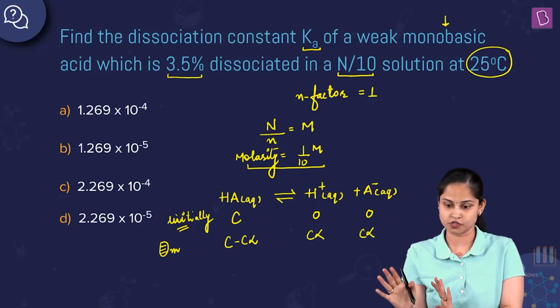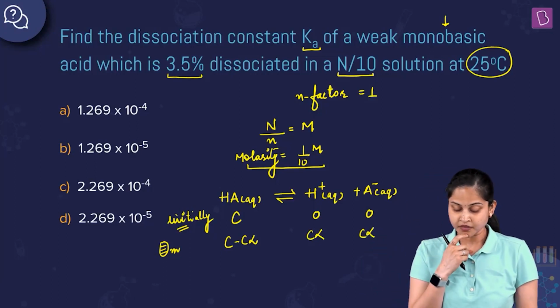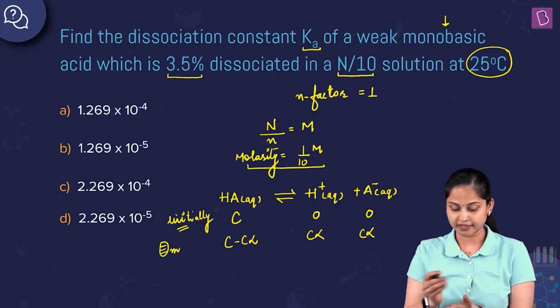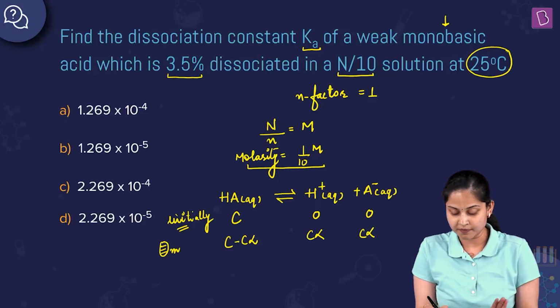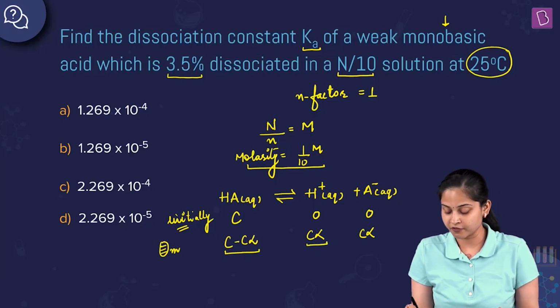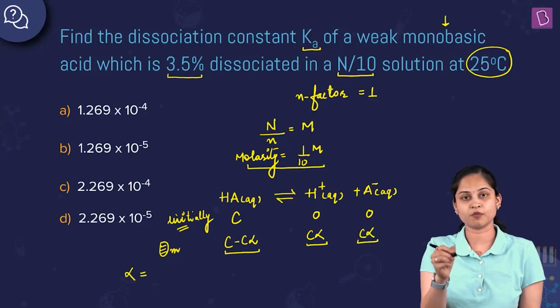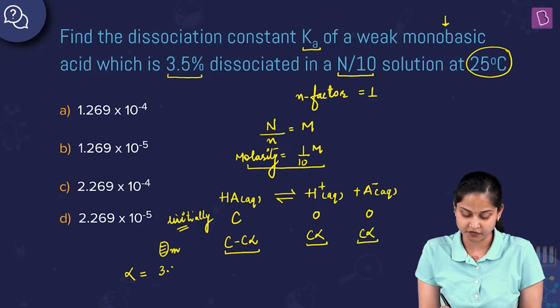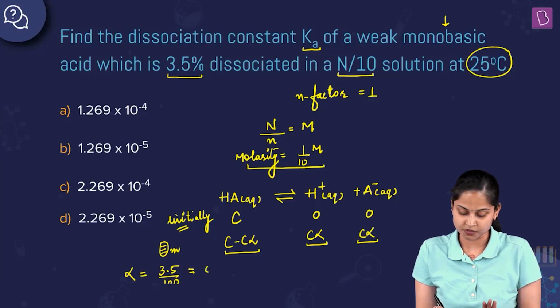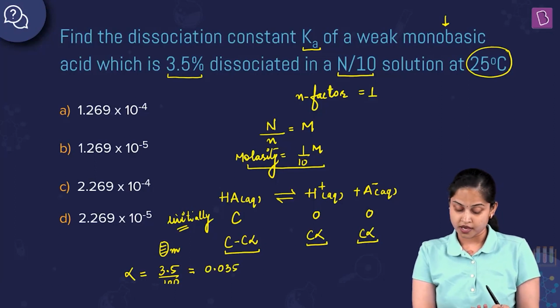Alpha is the degree of dissociation that has been given to us, that it's 3.5% dissociated. So, molarity we know is 1 by 10 molar, and at equilibrium the concentration for HA is C minus C alpha. For H positive it is C alpha, and for A negative it is also C alpha. Now, what is alpha given to us? It is 3.5% dissociated. That means 3.5 divided by 100. So alpha, that is the degree of dissociation, now becomes equal to 0.035. The value of alpha is this only. Okay, fine.